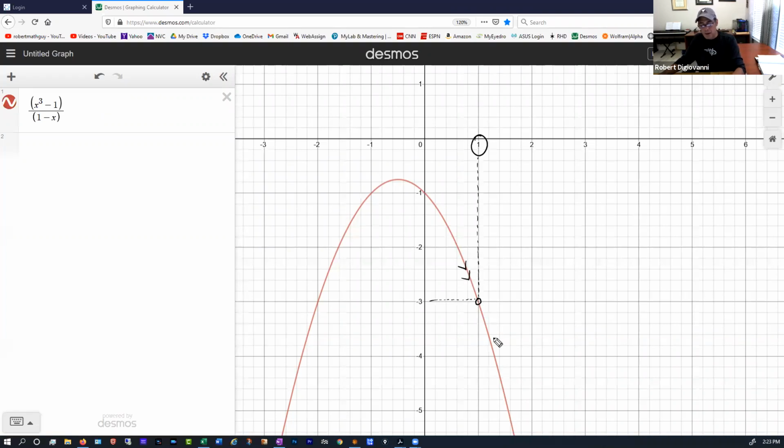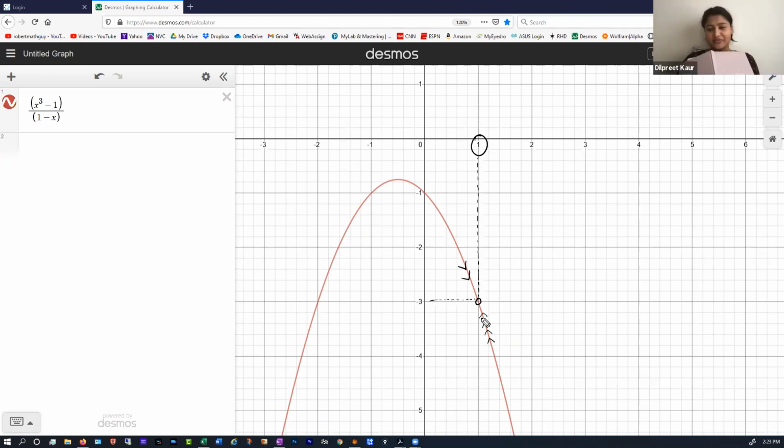And what about from the right? Is it headed to the same thing? Yes, sir. It is. So the correct answer should be negative 3. Does everyone understand that? From the picture, we see the answer is negative 3.